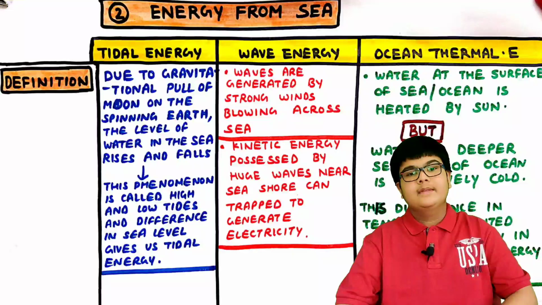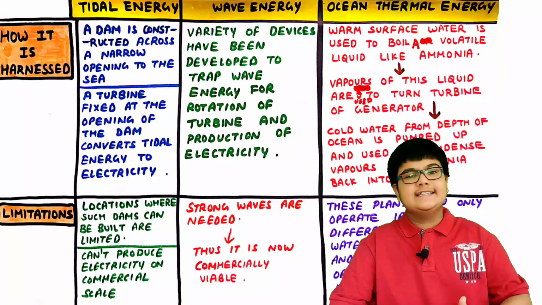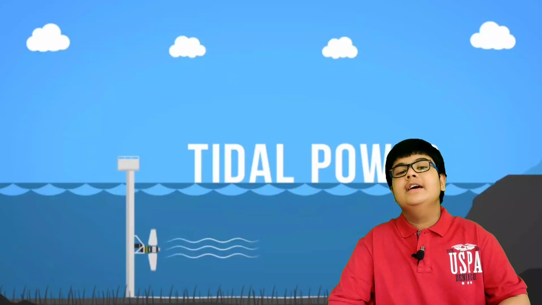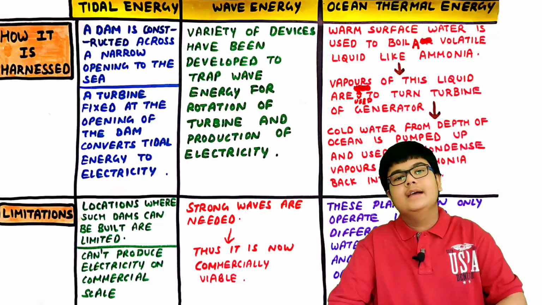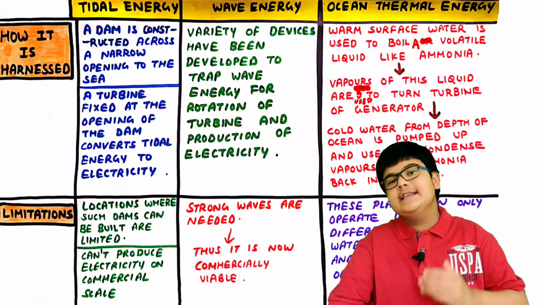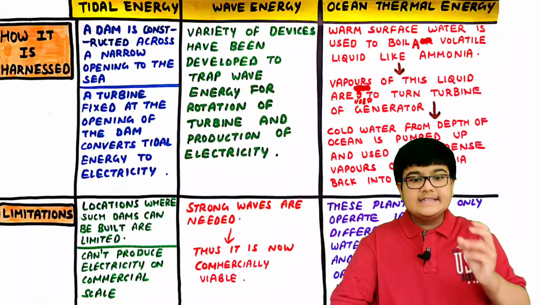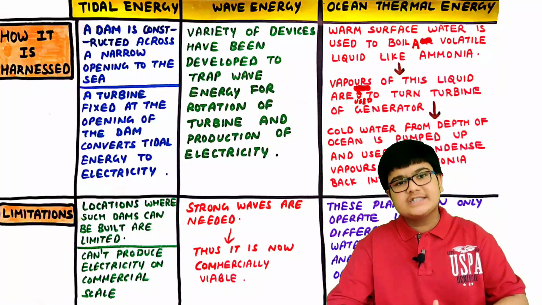Second, wave energy. Waves are generated by strong winds blowing from the sea. The kinetic energy possessed by huge waves near the seashore is trapped to generate electricity. Now let us see how wave energy is harnessed. A variety of devices have been developed to trap wave energy for rotation of turbine and production of electricity. But again, it has many limitations, such as strong waves are needed for the generation of wave energy, and thus it is a non-commercially viable source of energy, and it cannot be used on the commercial scale to produce electricity.